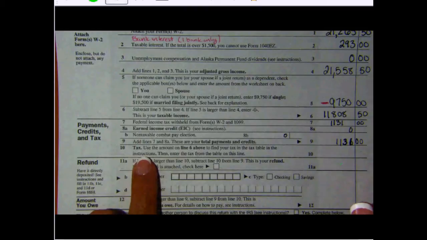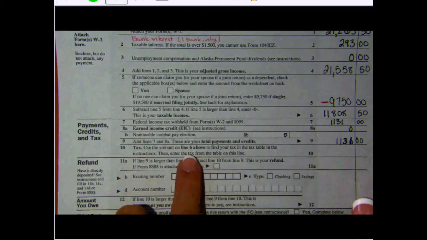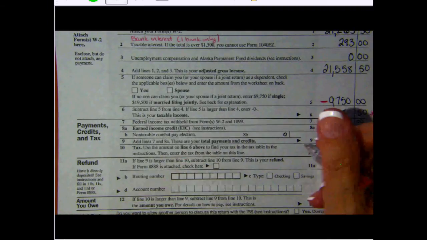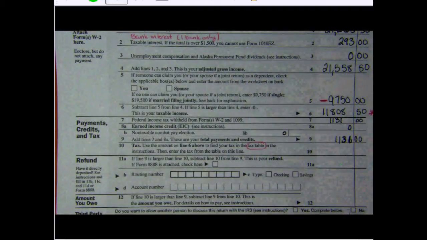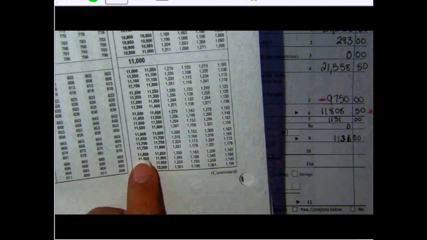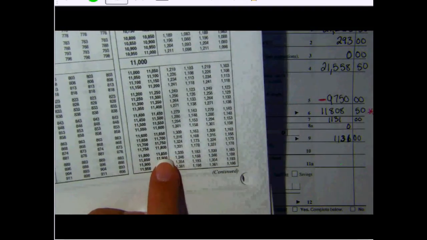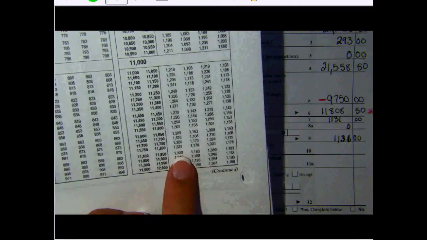Now, tax. We use the amount from line 6. That's this amount right here for calculating our tax. And we're going to the tax table. So we find in our tax table 11,808, which is going to be on page 81. Nope, sorry, 80. Right here, 11,800 to 11,850. Her tax is 1,339.